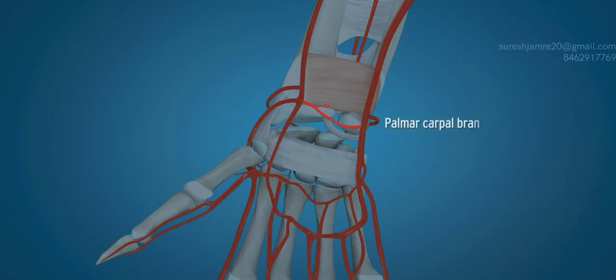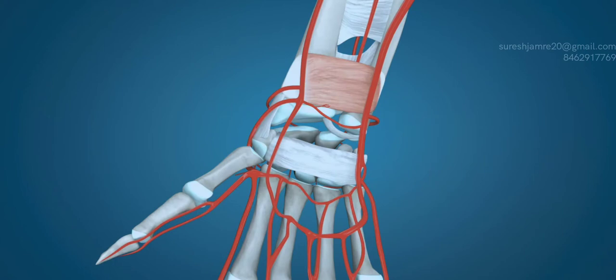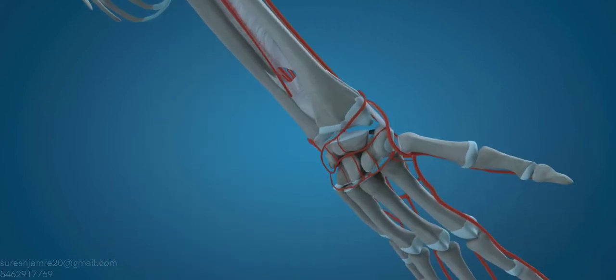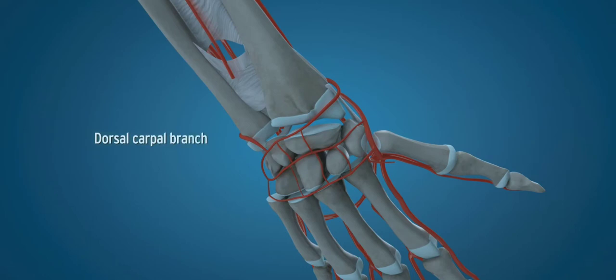Palmar carpal branch arises at the level of lower border of pronator quadratus, passes deep to the tendons of flexor muscles and anastomoses with the palmar carpal branch of ulnar artery. Dorsal carpal branch, it passes backwards deep to the flexor tendons and takes part in dorsal carpal arc by anastomosing with the dorsal carpal branch of ulnar artery.